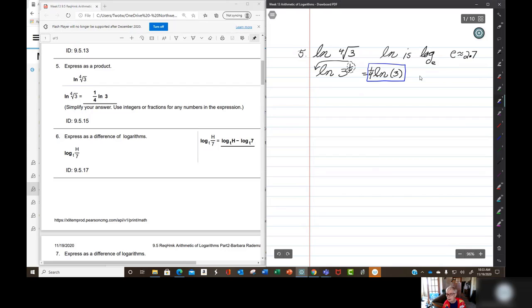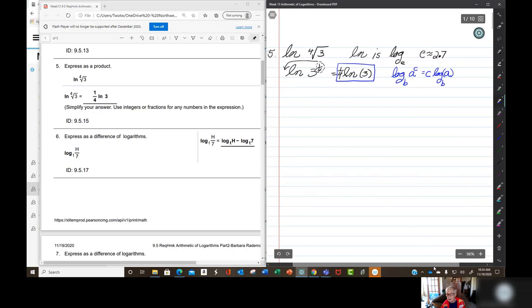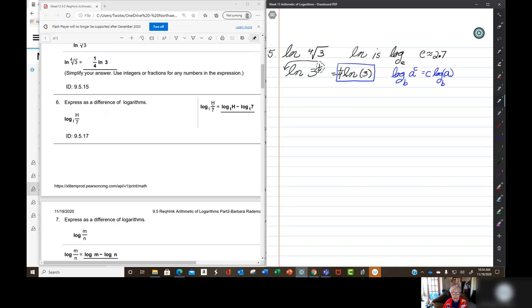Okay, and let's write down that rule too. Log base B, any base, of A to the C power is going to be C times log base B of A. And that's all there is to it. It's a rule that has to be memorized. Well, I want to be able to show what number it is. Now stop me if you have any questions. And notice I've got the answers in here.